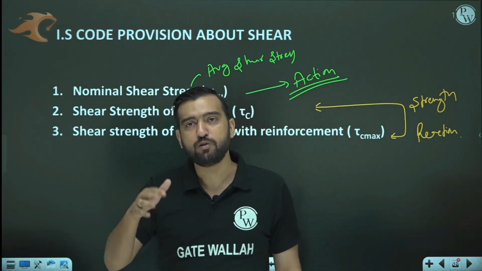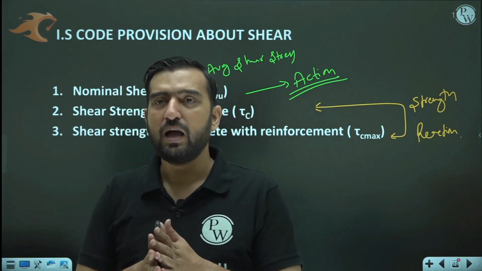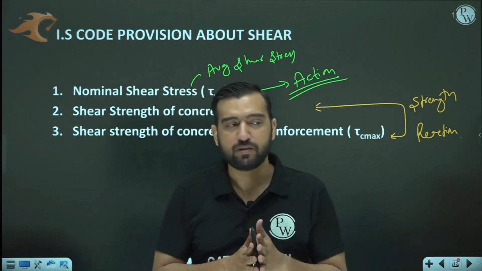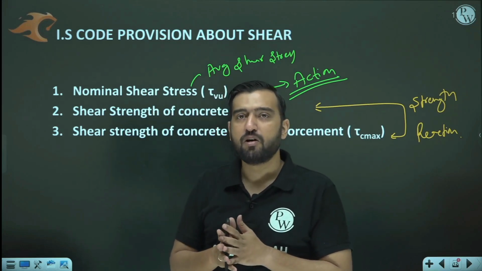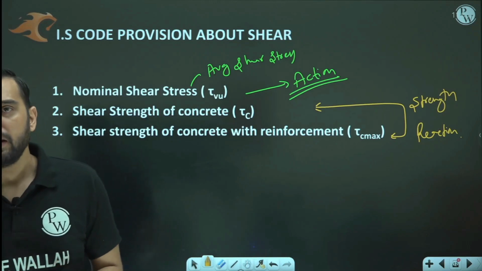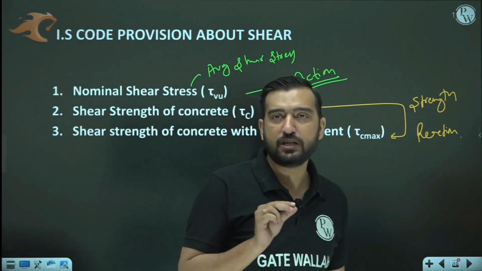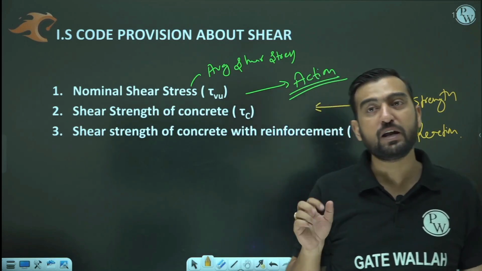We either have to increase our width or we have to increase the depth of the section. Are you getting it or not? Tell me, my dear friends. So the conclusion is, if tau v is less than tau c, then no need of shear reinforcement, but still if you want to provide, you can provide.